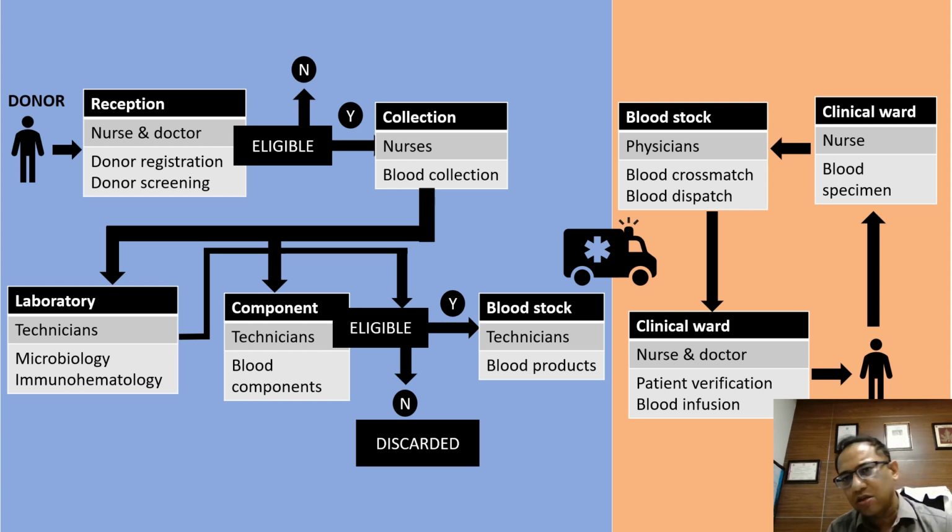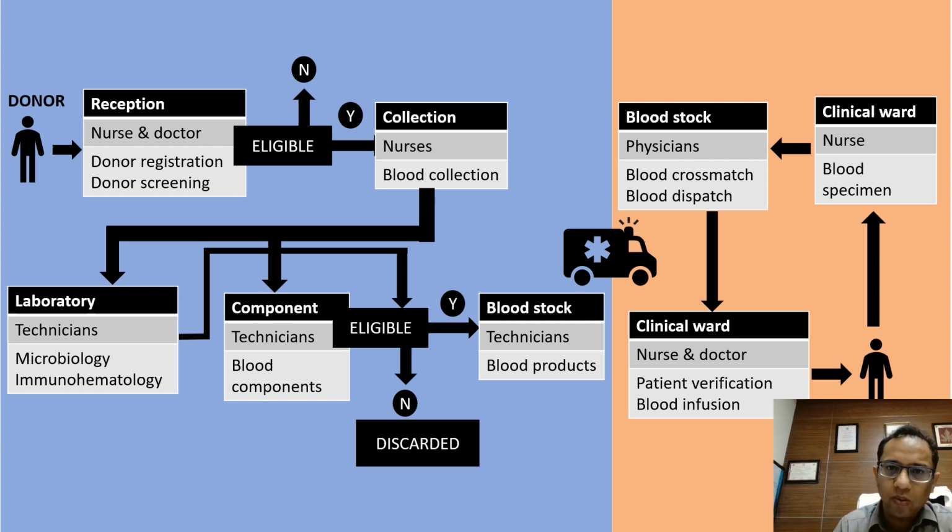Whenever a patient visits the clinical ward or the hospital and requires blood, the call comes through the physician, and the blood cross-match and blood dispatch take place through the blood stock. Depending upon our inventory, we would try to transfuse the patient. And this transfusion happens in the clinical ward, where the nurse and the doctor receive the blood, verify the blood, and then we transfuse it.